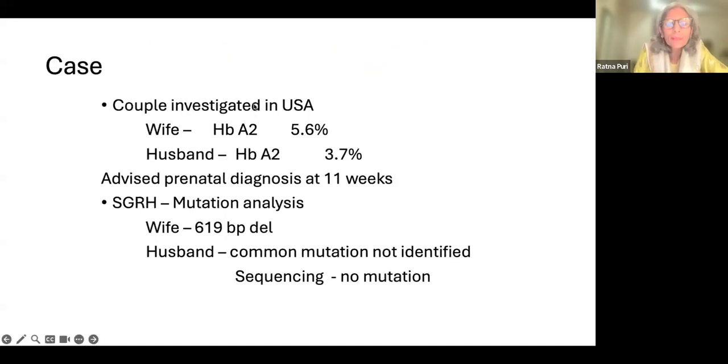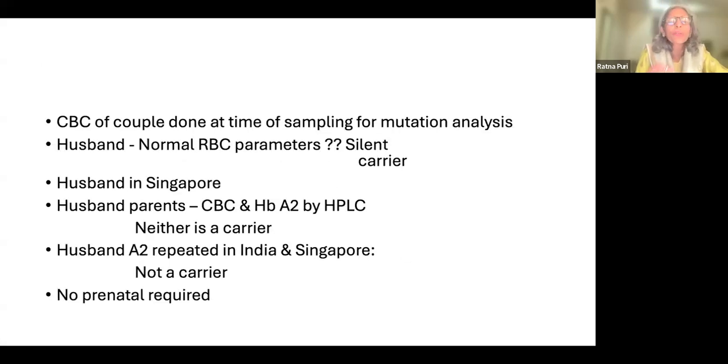Now, this is an interesting case where the wife was a carrier and the husband's A2 was reported to be 3.7, and this is how the report came. They came to Gangaram for prenatal testing. When we started looking for the mutation, we identified the common mutation in the lady, but in the husband, we could not. We sequenced the whole gene, but we could not find it. The CBC was not repeated, and the CBC parameters were normal. So we wondered whether the husband was a silent carrier.